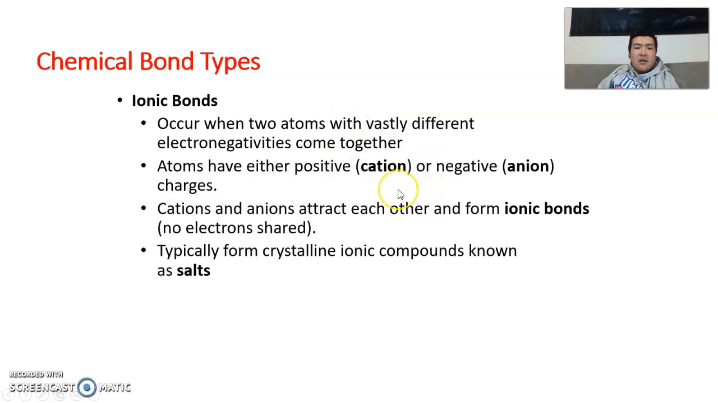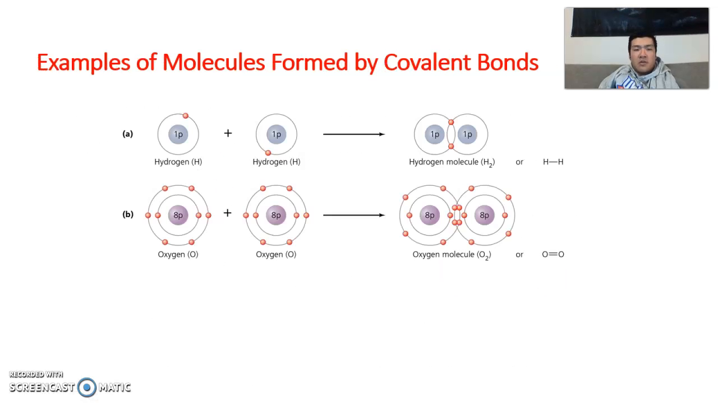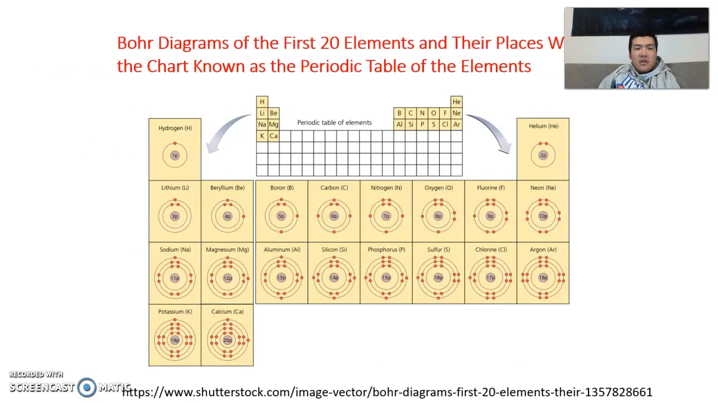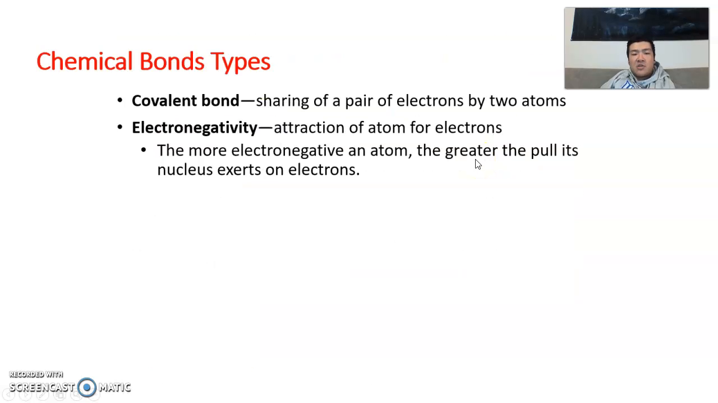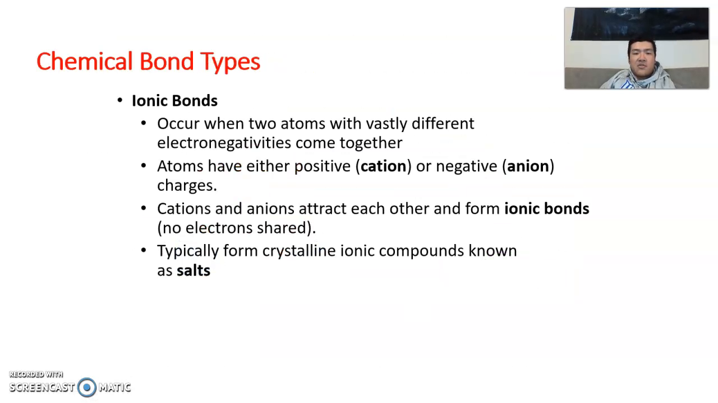Ionic bonds are essentially when, if we go to the periodic table here, atoms from completely different elements, typically on opposite ends of the periodic table, interact with each other. So say lithium reacts with fluoride. Instead of the sharing of electrons, it's the complete transfer of electrons.